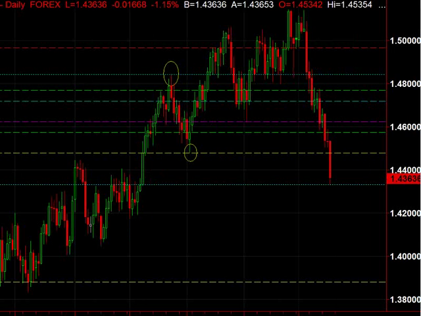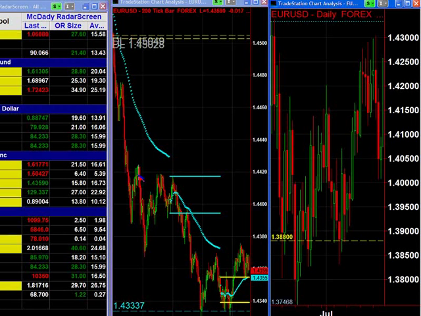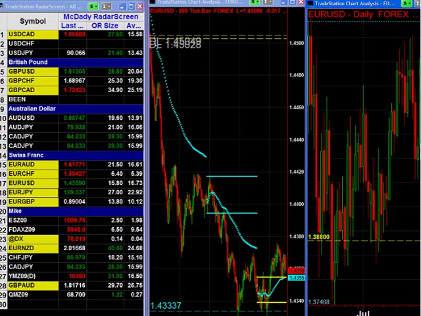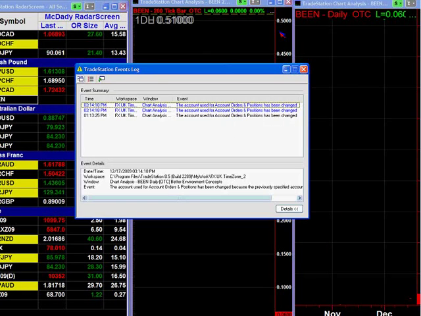Now, just to show you another structural point, if you will, which is in the pound yen and in the pound Swiss. So, for example, in the pound yen, I'm just putting the chart up.